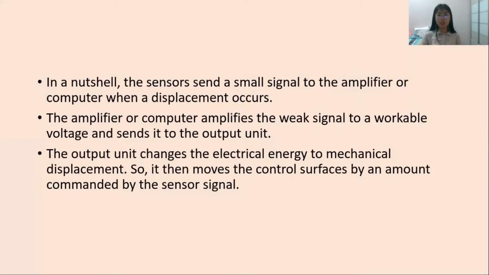In a nutshell, the sensor sends a small signal to the amplifier or computer when displacement occurs. The amplifier or computer amplifies the weak signal to a workable voltage and sends it to the output unit. The output unit changes the electrical energy to mechanical displacement, so it then moves the control surface by an amount commanded by the sensor signal.